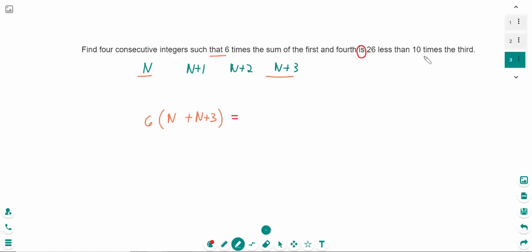So again, we're going to do the second part first because this "less than" comes at the end, even though it seems to come at the beginning. So 10 times the third. So we're going to take 10 times the third number. What's the third number? Well, that's n plus 2. So there's our 10 times the third. But now we're taking 26 less than that. 26 less than this. So we need to subtract 26 from that.